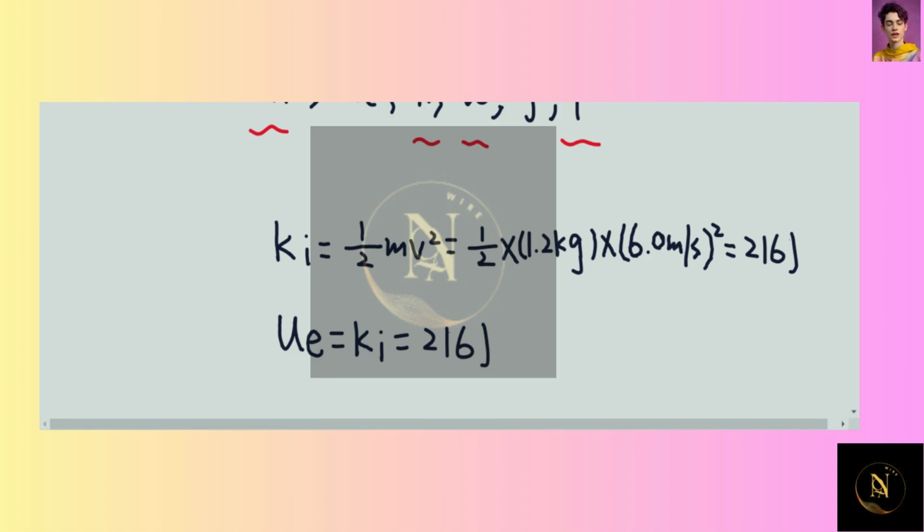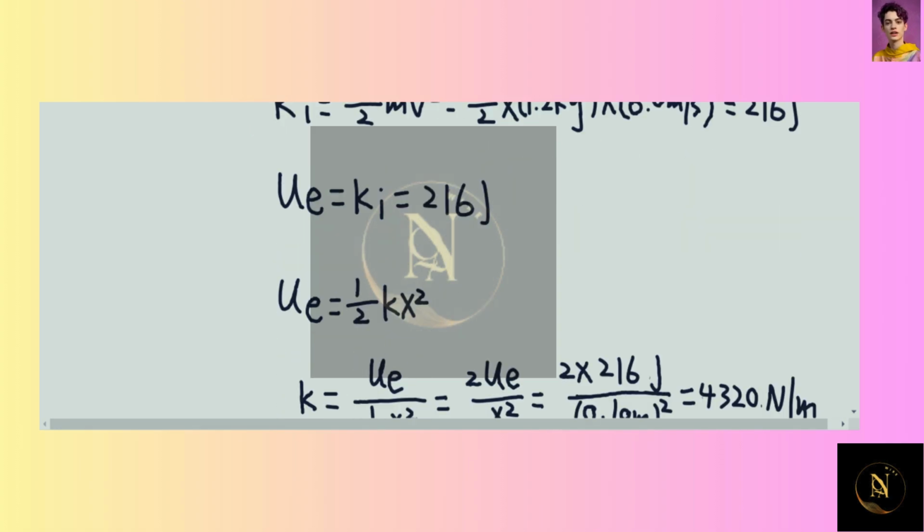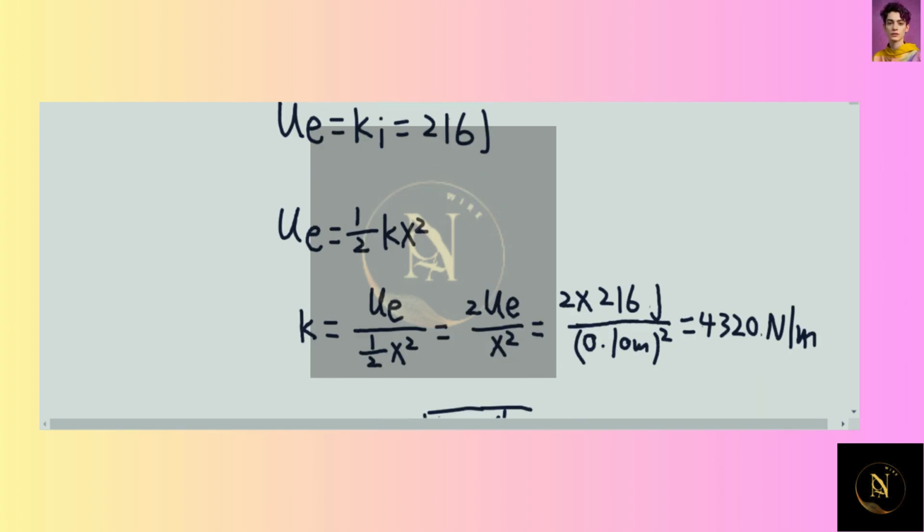to 216 joule. So therefore, we know that elastic potential energy is equal to 1/2 kx squared. K is the spring constant we're looking for, and x here is the compressed distance. And we know the compressed distance is given as 0.10 meter. So therefore, we have K equal to 2UE over x squared, which is equal to 4320 Newton per meter. So now we have the spring constant.